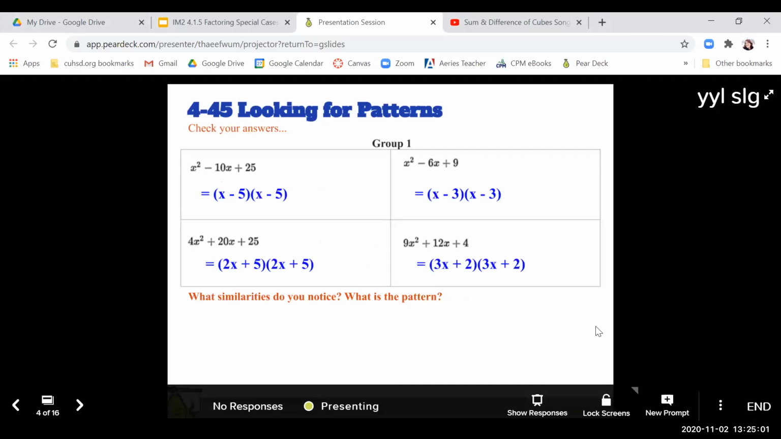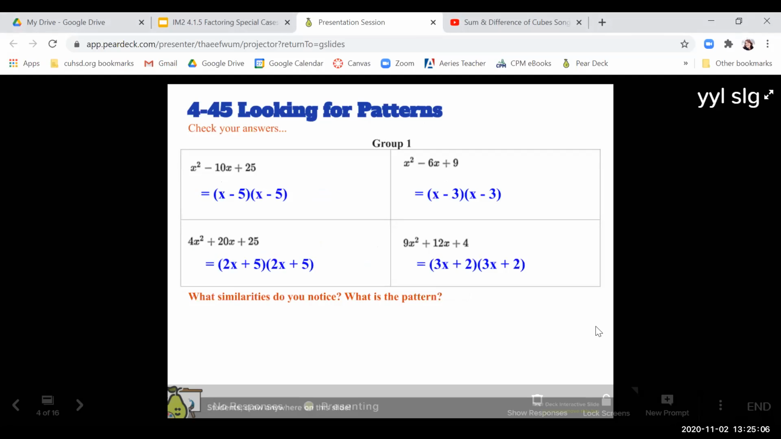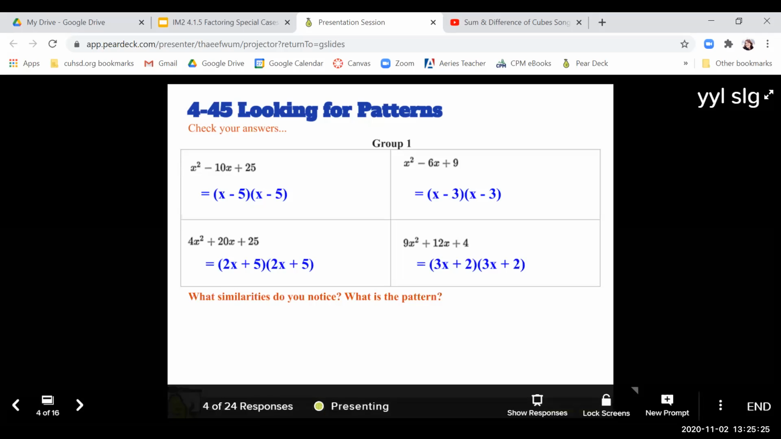Okay, so here are the original problems along with this factored form in blue. I want you to take a look at each of these 4 problems and their solutions, and try to explain what similarities you notice. Like, what is this pattern? What pattern do you see here?